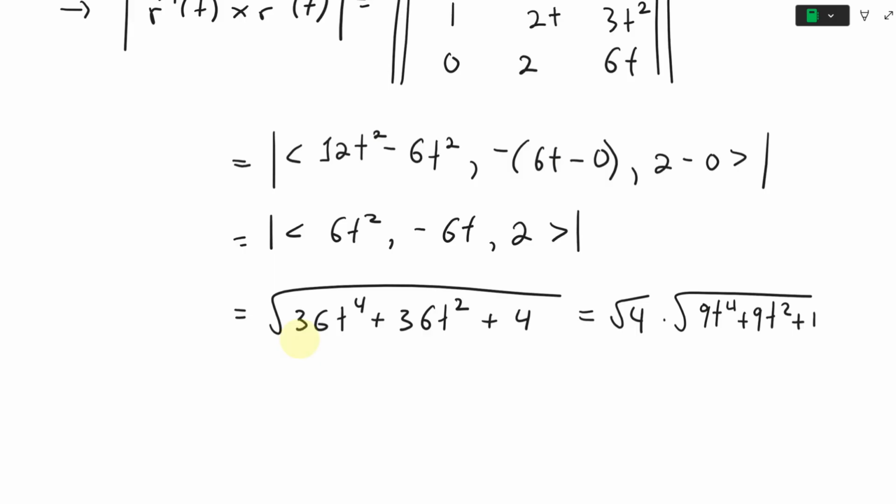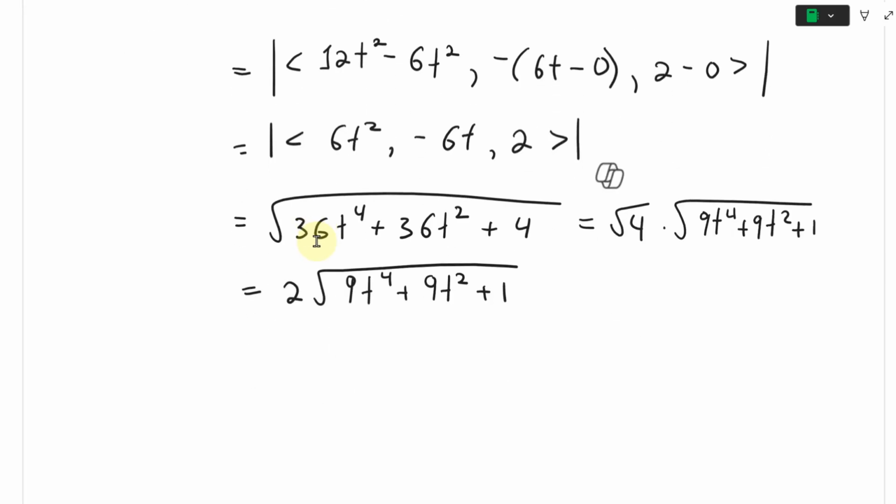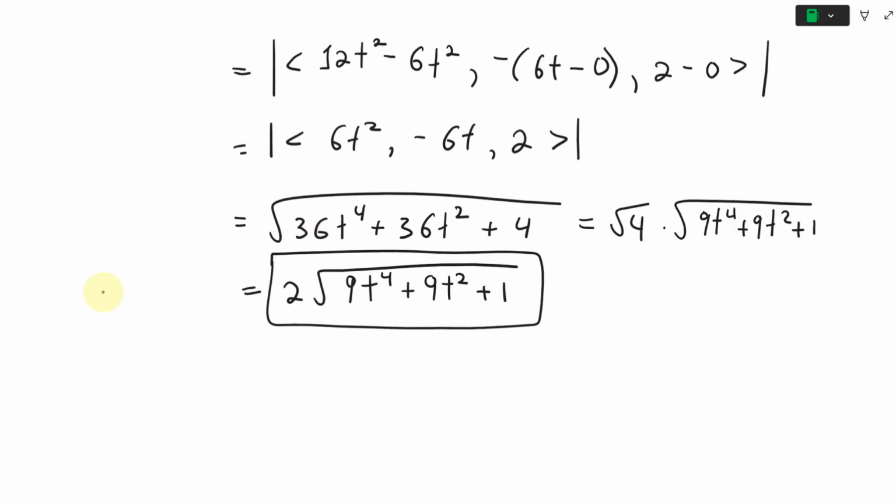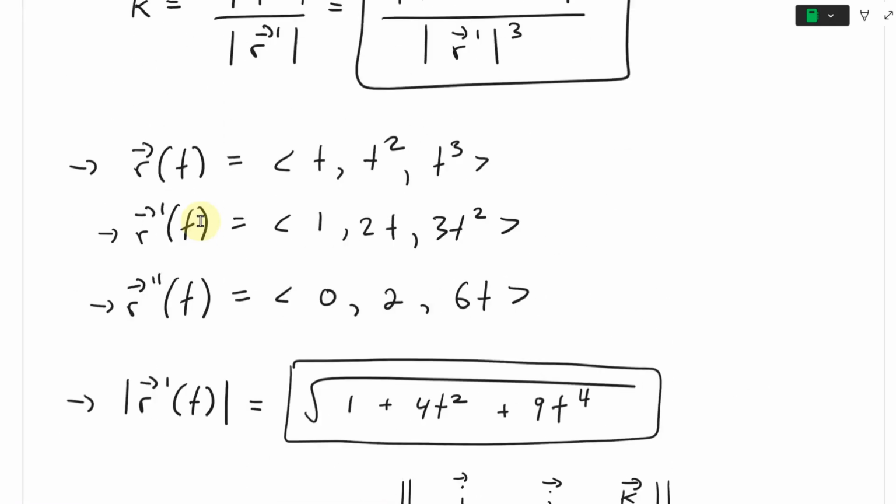The square root of 4 is plus or minus 2, but we'll only consider the positive for the magnitude or length. So it's 2 times the square root of 9t to the 4 plus 9t squared plus 1. We could have factored the 2 out and put it all inside as 3, 3, 1, but I just followed my calculus book. Next time I'll ignore it and do it myself. Anyways, I'm going to box this out, because that is this part right here, the top part of the equation.